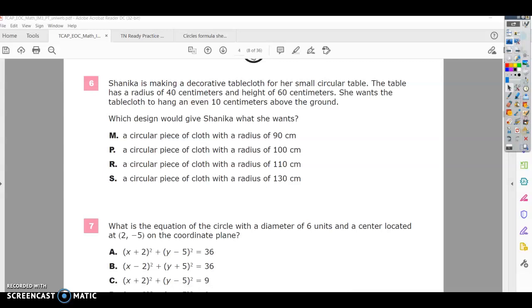All right, number 6 on the Math 3 EOC practice test. Shanika is making a decorative tablecloth for her small circular table. The table has a radius of 40 centimeters.